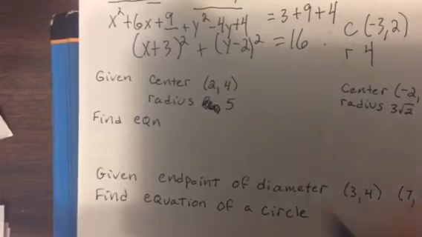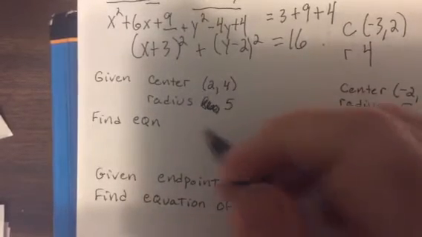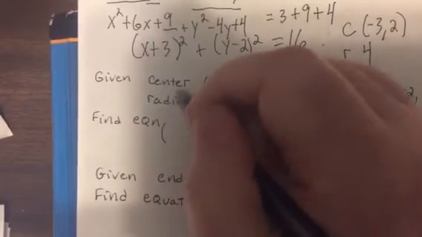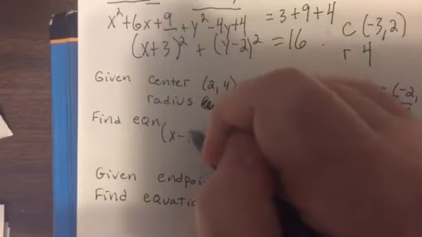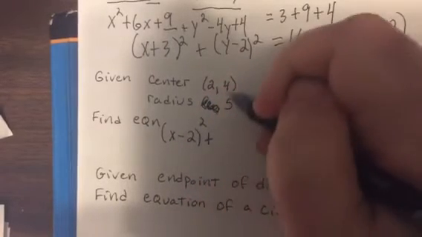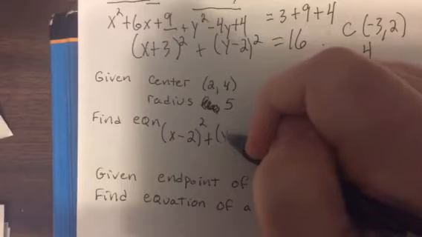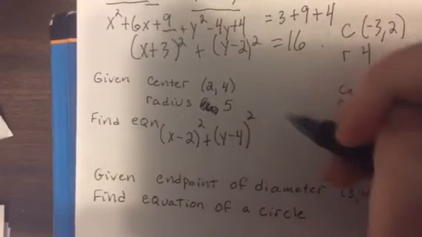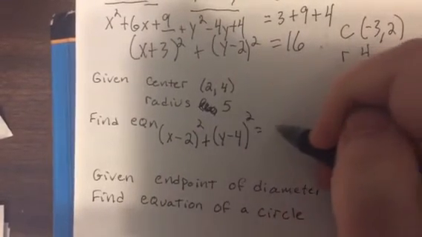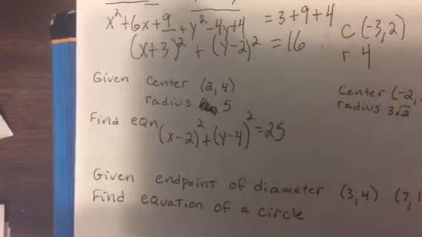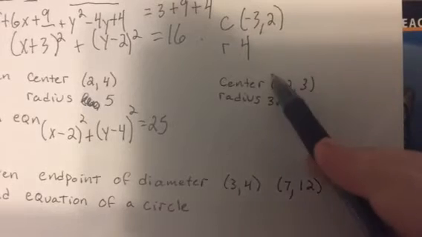Now let's go in reverse. Given a center and radius, can you find the equation? Well, sure. It's (x minus the x number) squared plus (y minus the y number) squared equals the radius squared. Easy peasy chocolate cheesy. So here's another problem.